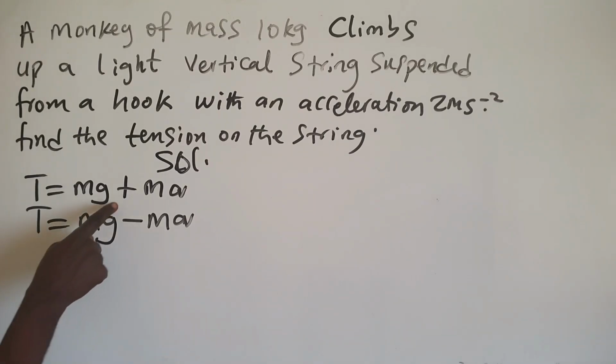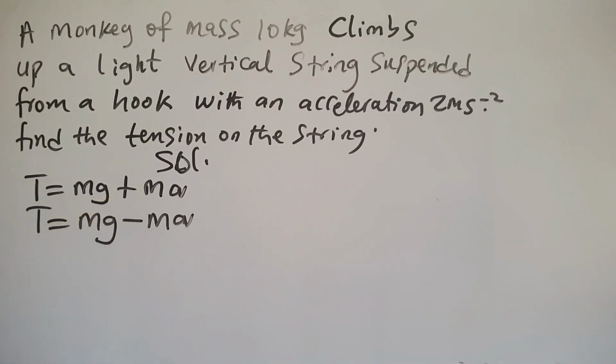Now, what is the difference between the plus here or the minus here? One, you know that tension acts upward while the weight of the object acts downward. For example, if you tie an object at one end of the rope and hang the rope upward, you will notice that the weight of that object will be acting downward, while the tension will be acting upward.